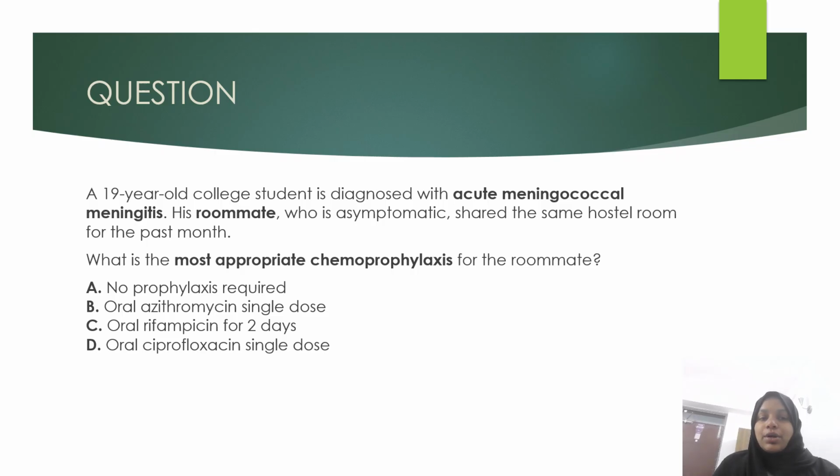A 19-year-old college student is diagnosed with acute meningococcal meningitis. His roommate, who is asymptomatic, shared the same hostel room for the past month. What is the most appropriate chemoprophylaxis for the roommate? Options are: no prophylaxis required, oral azithromycin single dose, oral rifampicin 2 dose, oral ciplox single dose.